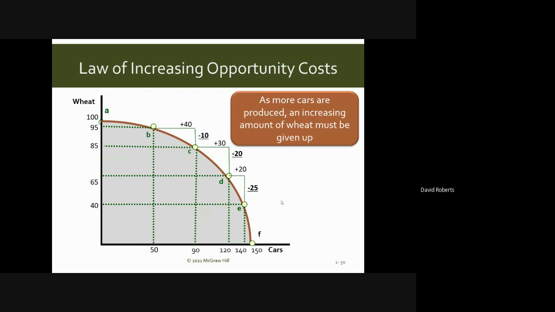So 95 units of wheat, 50 cars. If you go to C, you're going to have less wheat. You're going to give up 10 units of wheat, but you're going to gain 40 cars. You go from 50 to 90 for the cars, and you go from 95 to 85 for the wheat. When you go from C to D, you're going to gain 30 cars, but you're going to give up 20 units of wheat. So you're going to go from 85 to 65 units of wheat, but you're only going to gain 30 cars. So you have to give up more to gain less. That's why it's declining.